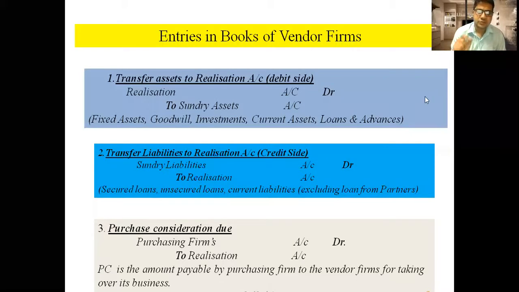Purchase consideration is received by the old firm from the purchasing firm. The purchasing company decides the value of the old firm.